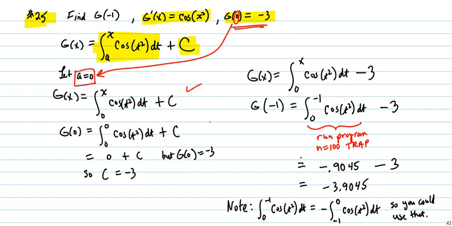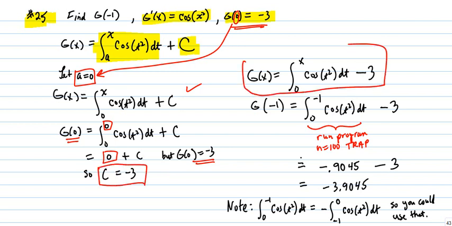Rewrite what we have for the antiderivative. Plug in at 0. You plug in the 0 right here. 0 to 0. That integral is 0 because the limits are the same. There's no change there. And you're given that g of 0 is negative 3, so that means c plus 0 is c, which has to be negative 3. So then you write out the function.